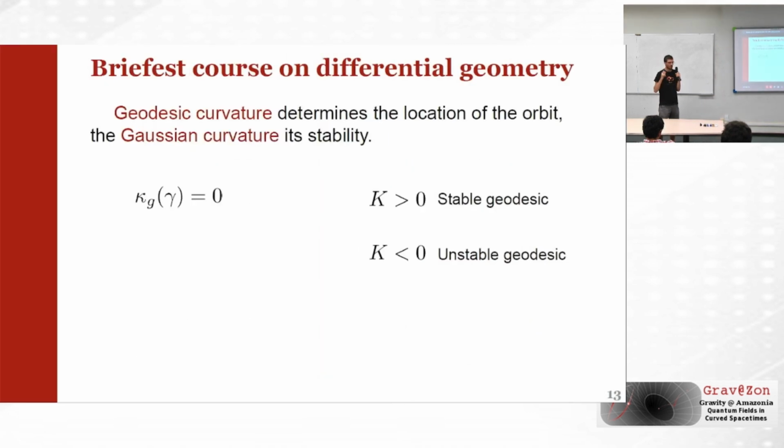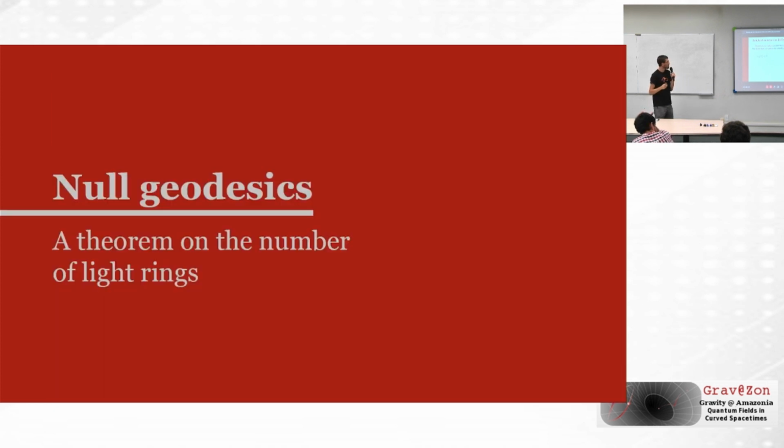So what I want you to take home from this brief course on differential geometry, which I call the briefest course on differential geometry, is that the geodesic curvature will tell us if a curve is a geodesic, and the Gaussian curvature will tell us its stability. So now we can start to study the geodesics. We will begin with the simplest case, the null geodesics.